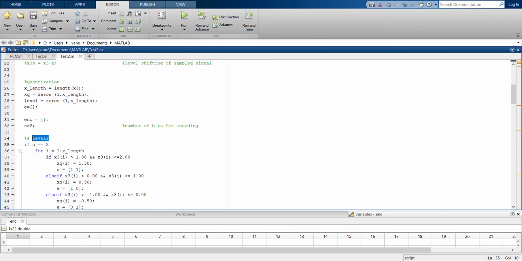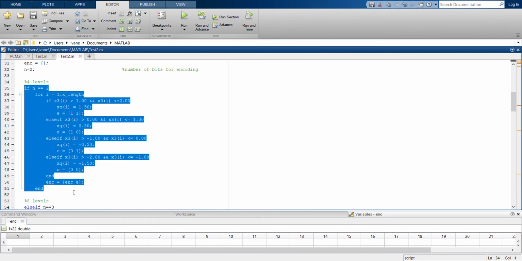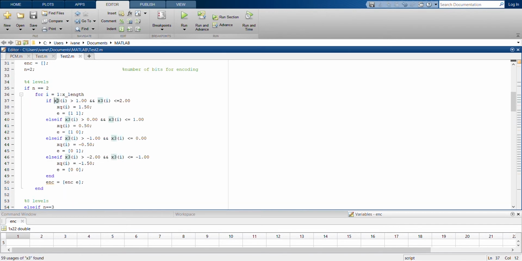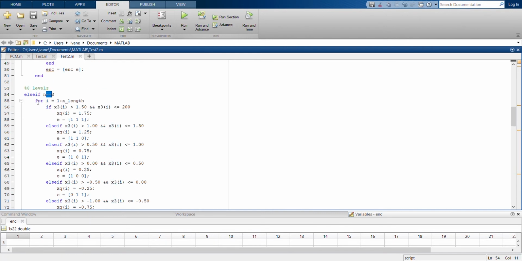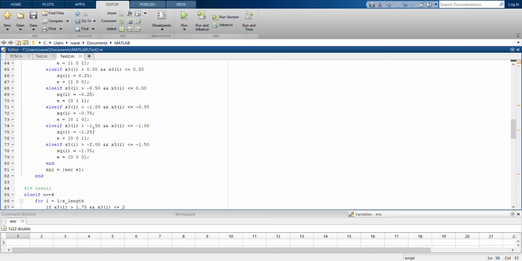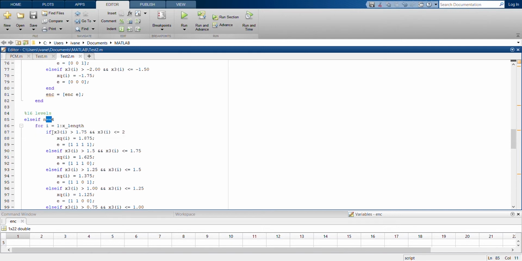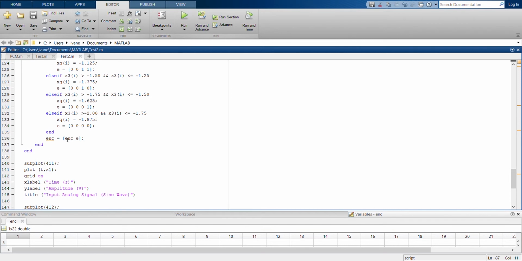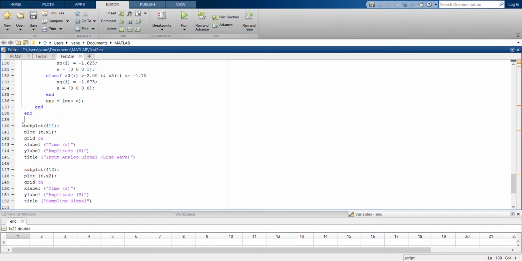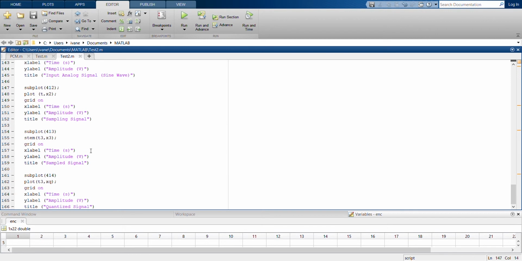For n equals 2, which is 4 levels, we have this if statement and a for loop. Then for 8 levels, where n equals 3, we have the for loop with the if statement, followed by 16 levels for n equals 4, with the for loop and if else statements for 16 levels. And here we have the plotting for the graphs.